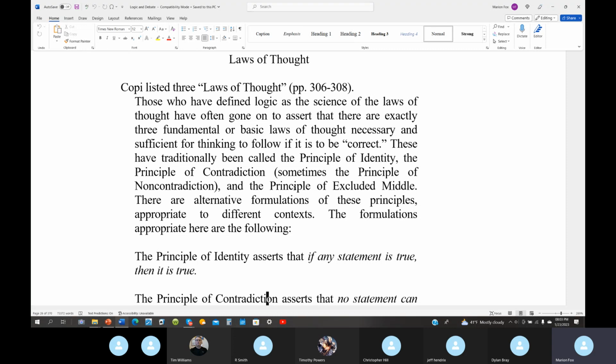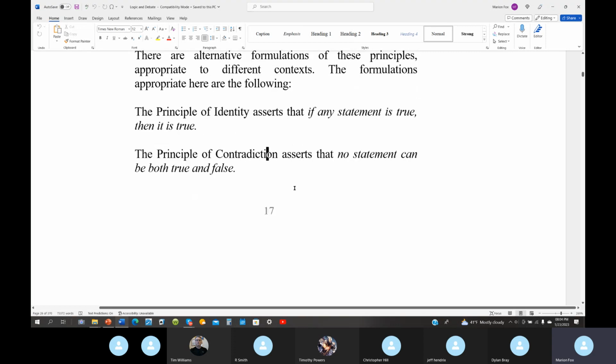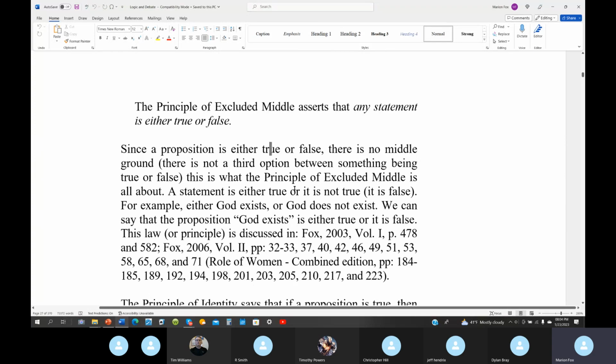And there are alternative formulations of these principles appropriate to different contexts. The formulations appropriate here are the following. The principle of identity asserts that if any statement is true, then it's true. Now, that sounds kind of redundant, but we'll expand on it in a few minutes to exactly what he's saying there. The principle of contradiction says no statement can be both true and false. We'll illustrate these with what we mean by those terms in just a minute. Illustration will give us a better feel for what you say. No statement can be both true and false. And we can give an illustration in a few minutes.